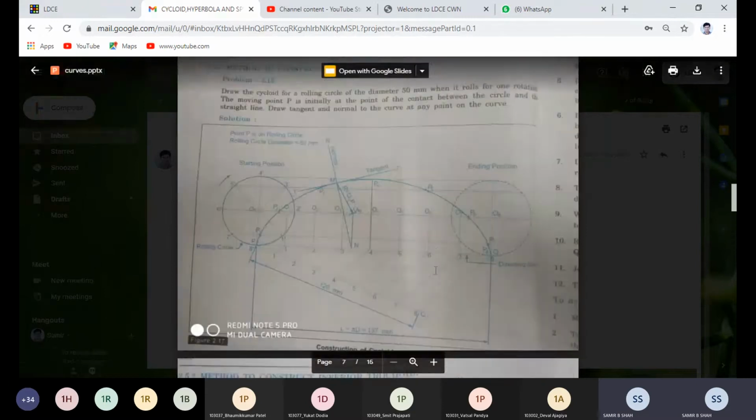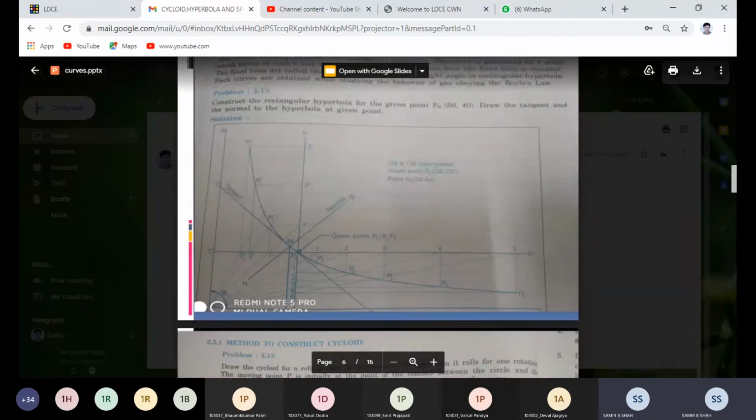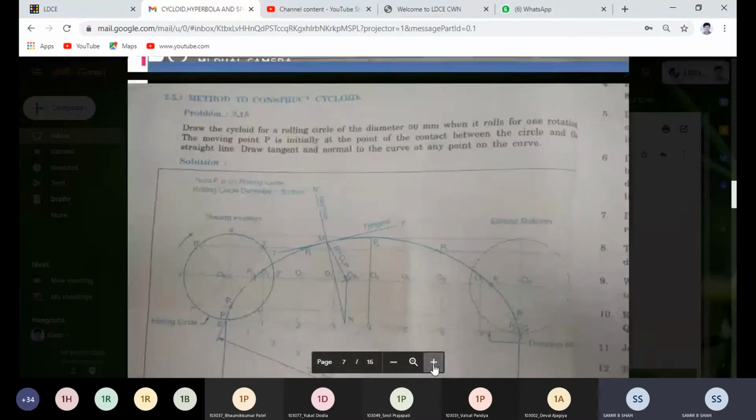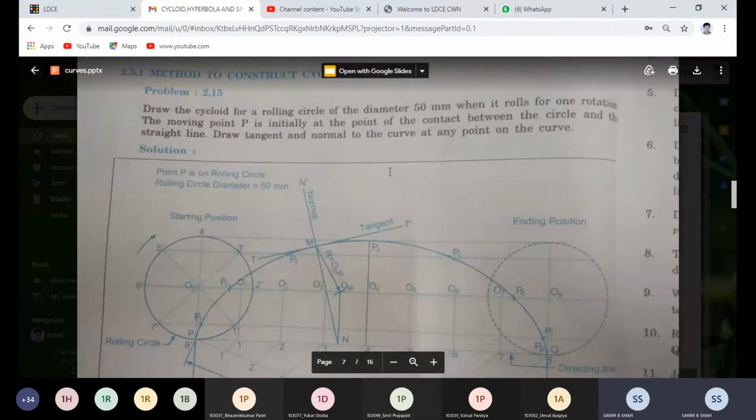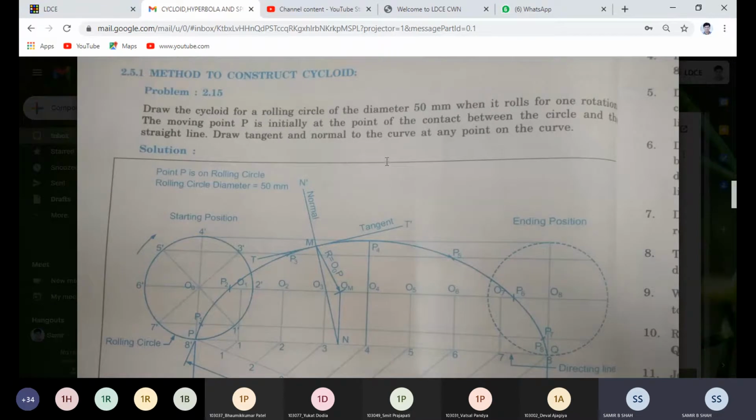Okay, let's start with the construction of cycloid. Method to construct the cycloid. Draw the cycloid for a rolling circle of diameter 50 mm.